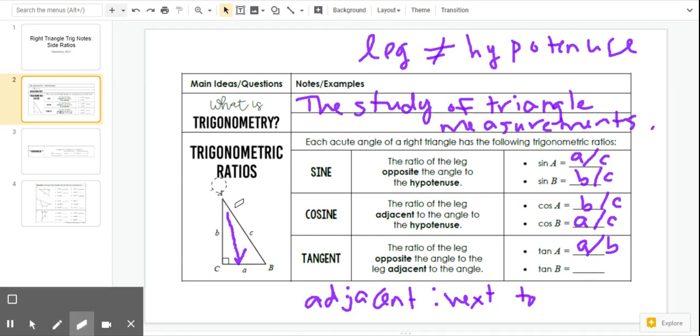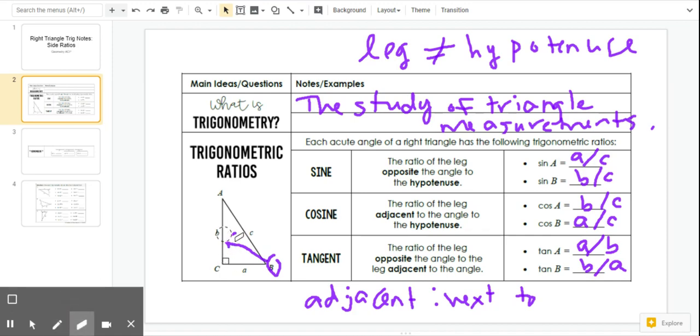And tangent of angle B. Angle B is right here. So we want opposite, which is B, over the adjacent leg, which is A.